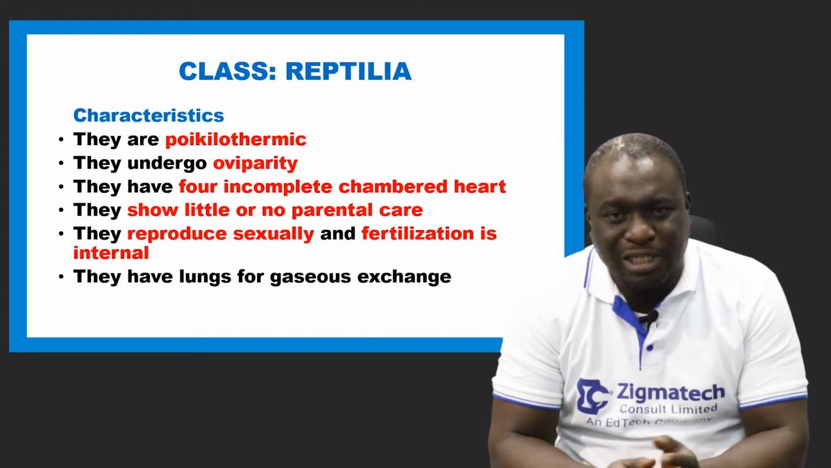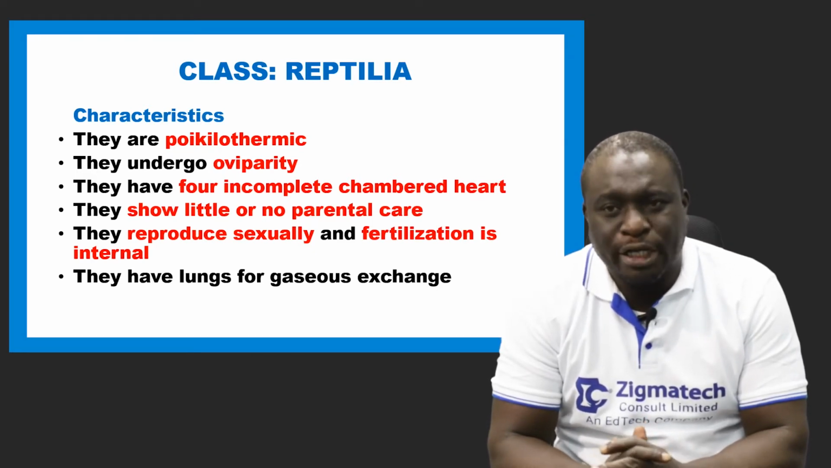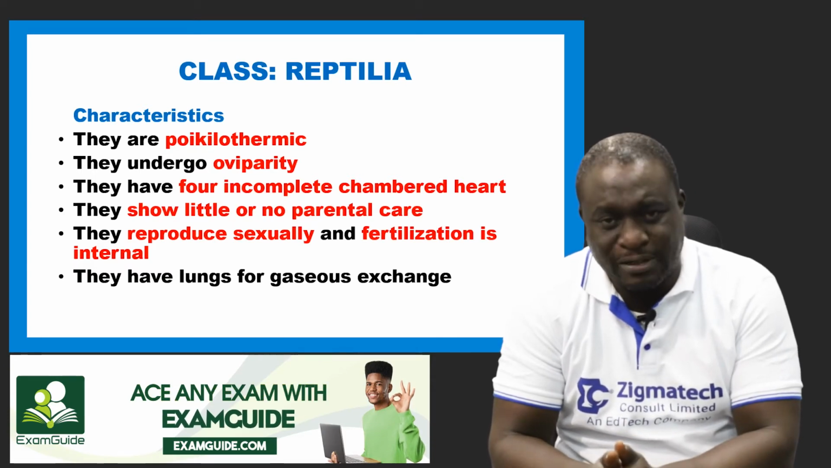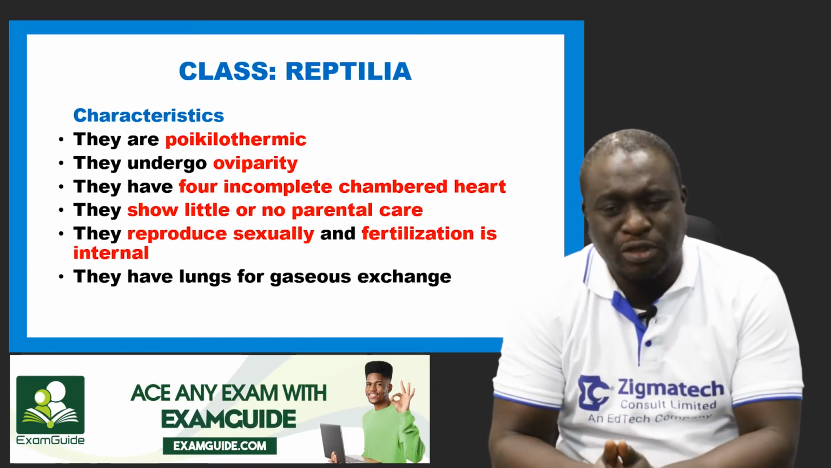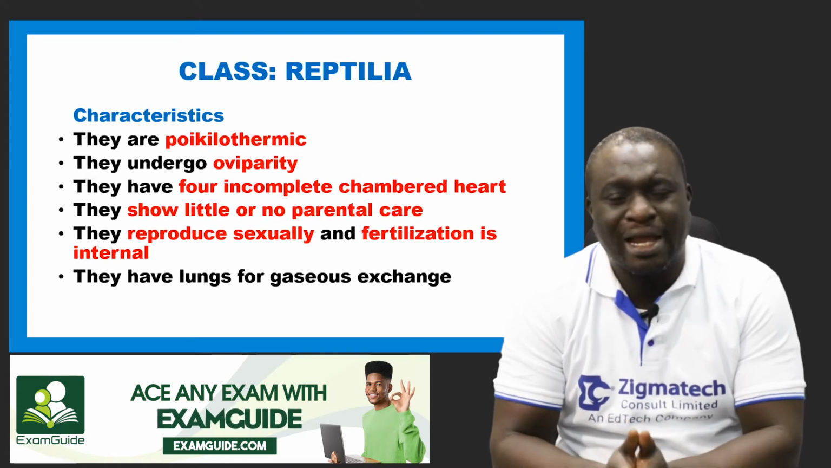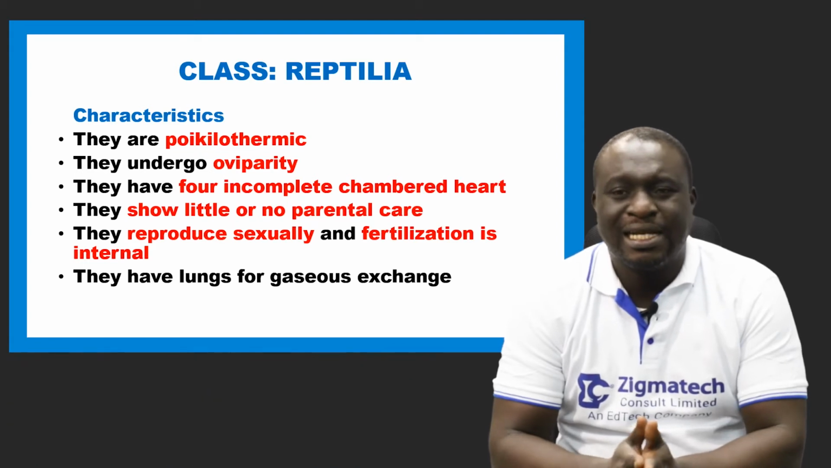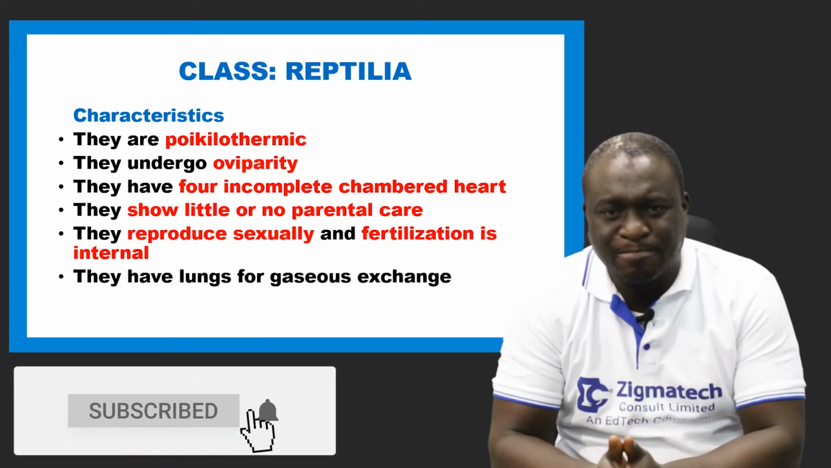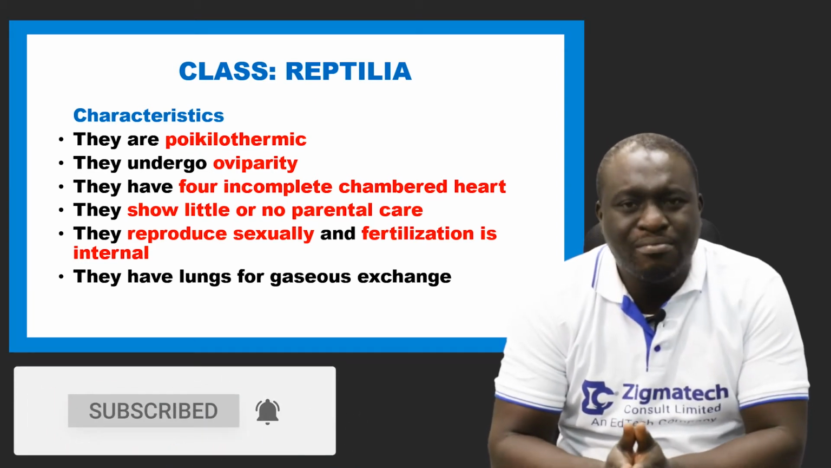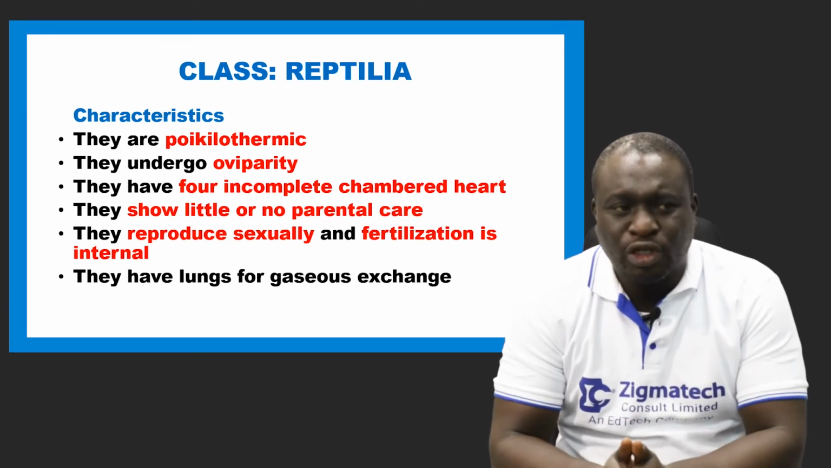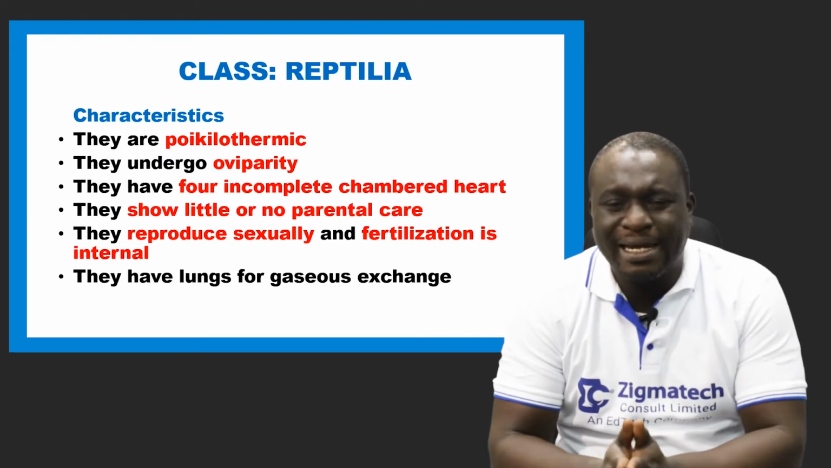They are poikilothermic, please forgive me. It simply means they are cold-blooded animals, right? That's the first characteristic. Number two is that they undergo oviparity. And oviparity simply means that they reproduce by laying eggs.